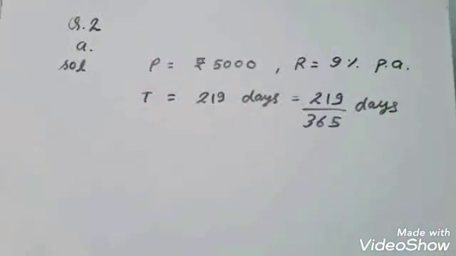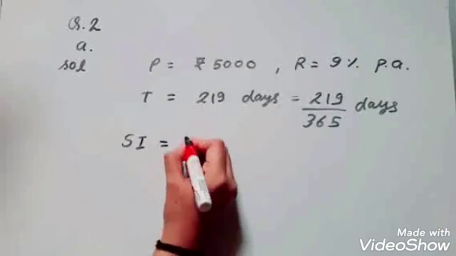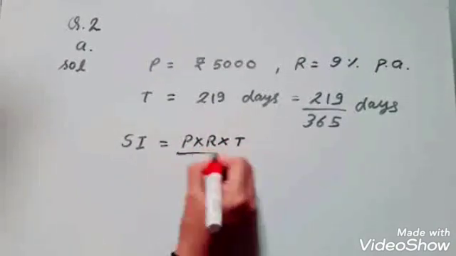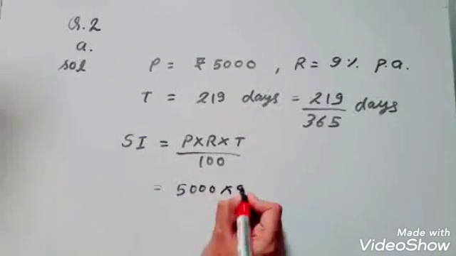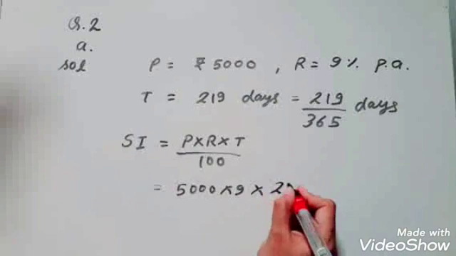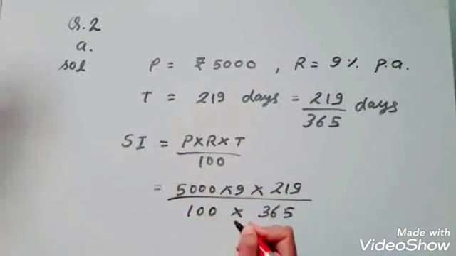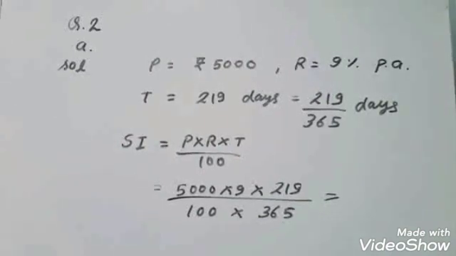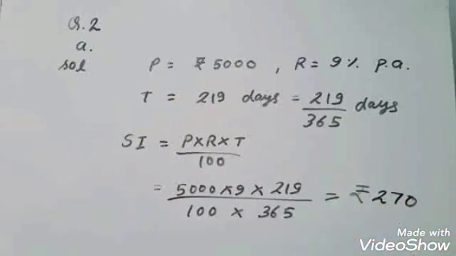Okay. Now, we will find simple interest, and the formula is P into R into T upon 100. What is the principal? 5,000. What is the rate? 9. What is the time? 219 upon 365, upon 100. We will calculate this and we will find simple interest. And after calculating, we are getting rupees 270.